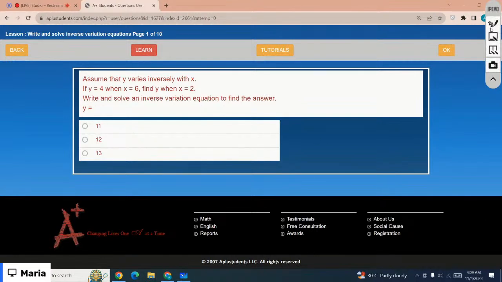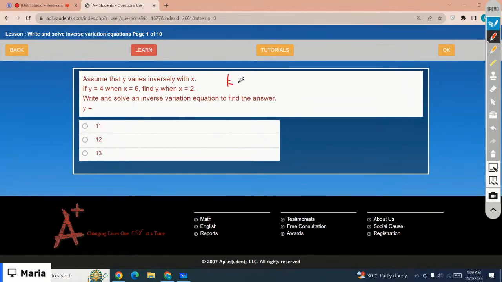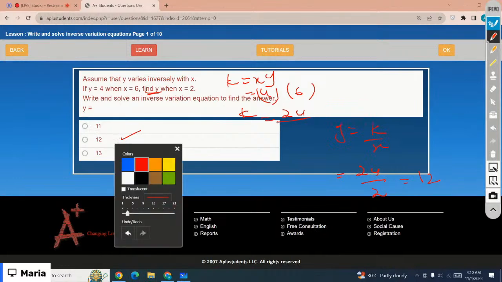Basically, what we have to do is k equals xy, right? So find the k, use x and y. x is 6, y is 4, and calculate the value of k, that is 24, right? Now for this one, you have to find y. So y equals k over x. k is 24 and x is 2. So that would be 12. So the correct option is 12. You can see x is decreasing and y is increasing because they are inversely proportional.